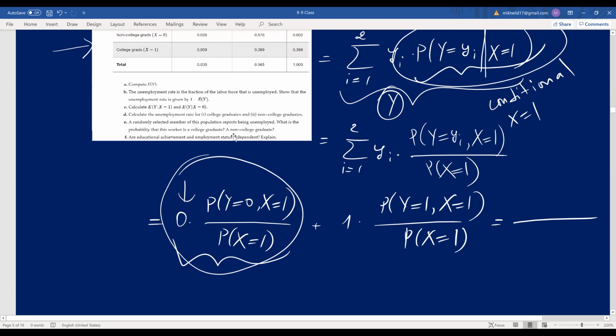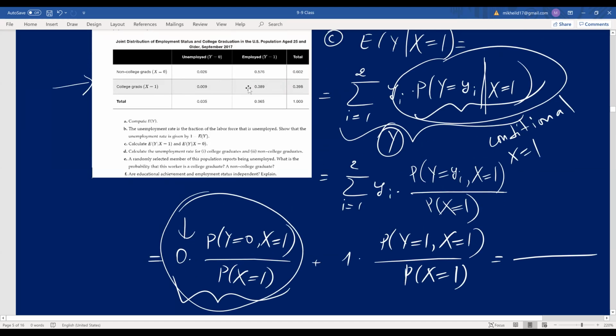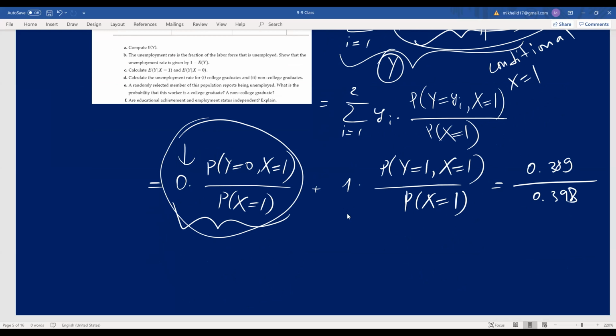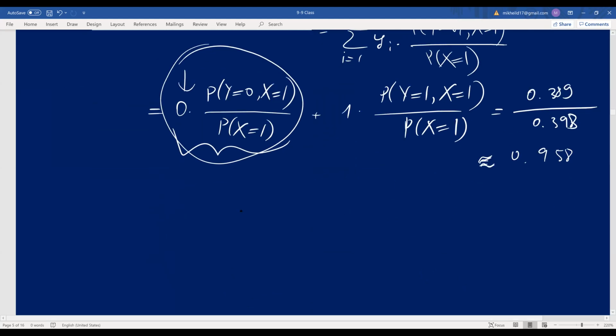So what is probability y equals 1 and x equals 1, and probability x equals 1? That's approximately 0.398. Do you have any questions? And of course, you can calculate similarly expectation of y conditional that x equals 0, and you will obtain this.